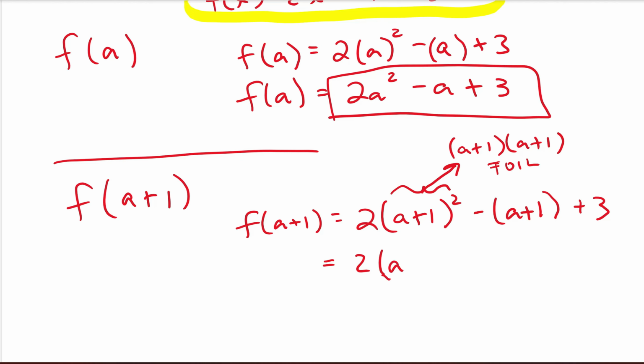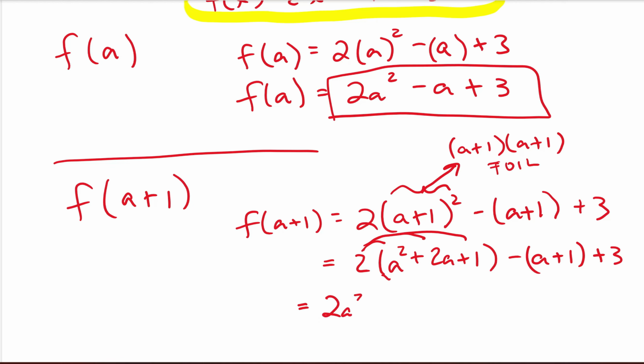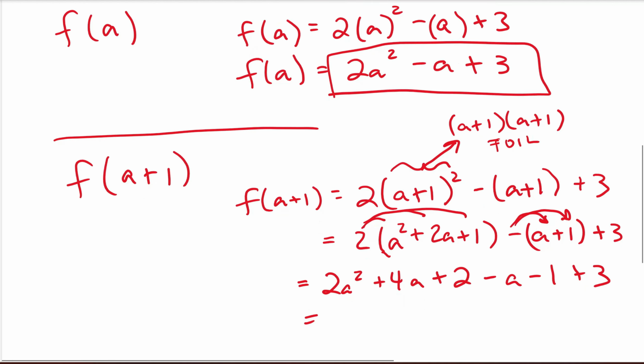But you should end up with the result of a squared plus 2a plus 1, minus the (a plus 1) plus 3. And then, of course, we distribute. We get 2a squared plus 4a plus 2, and then distribute that. That's like a -1 right there, or it just changes everything in the parentheses to their opposite: minus a minus 1 plus 3. And then lastly, we would just want to combine like terms.